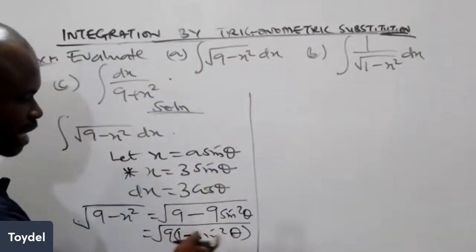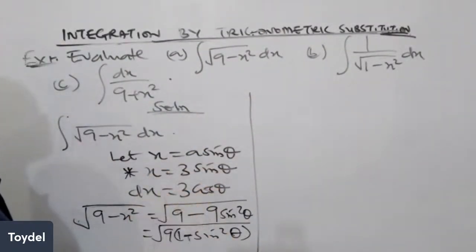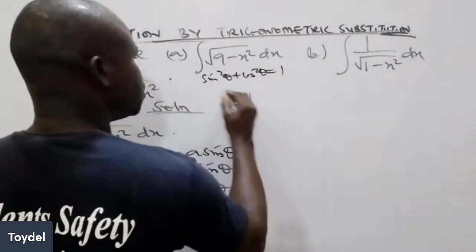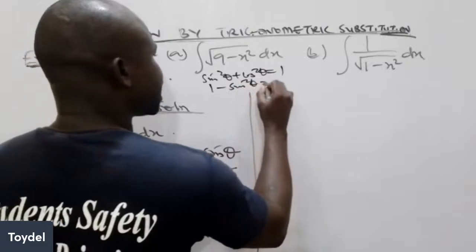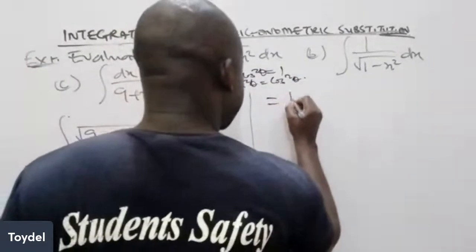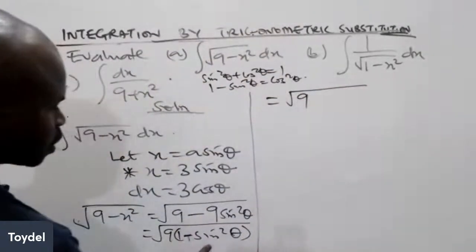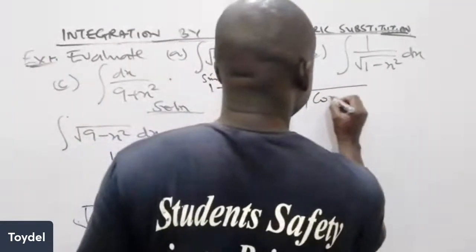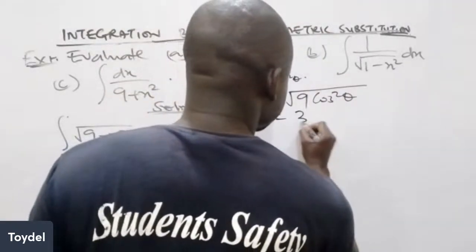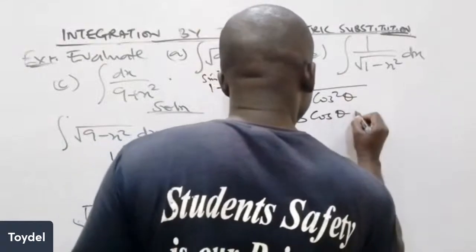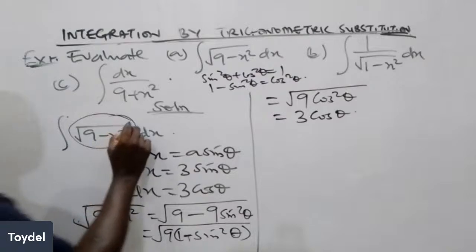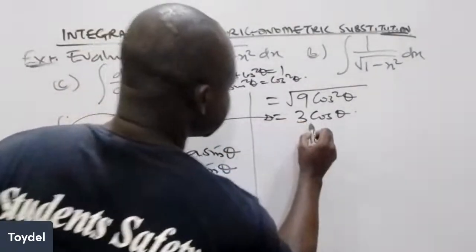What is 1 minus sine squared theta? We recall from the fundamental identity that sine squared theta plus cos squared theta is equal to 1. So 1 minus sine squared theta is equal to cos squared theta. Instead of 1 minus sine squared theta, I'll change it to cos squared theta using the knowledge of trig. Then square root of 9 is 3, and the square root of cos squared theta is cos theta. So I've been able to rewrite the square root of 9 minus s squared as 3 cos theta.